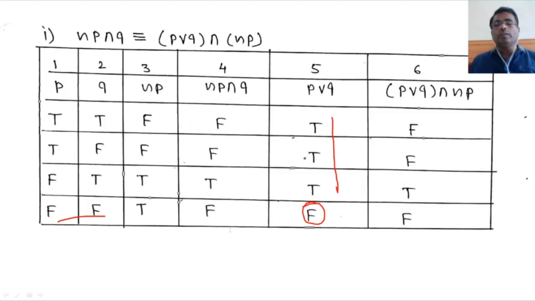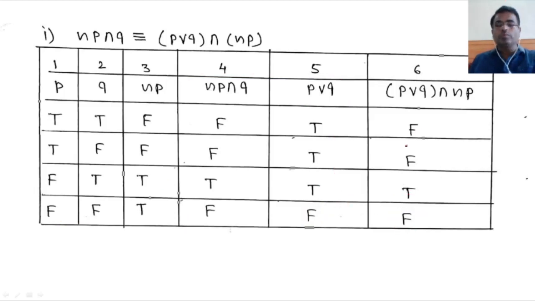Then we need to consider this P or Q and negation P. Now you will observe that false true gives false, false true gives false, but true and true is always true, that's why this is true. Again one is true, other is false, therefore the resultant is false.